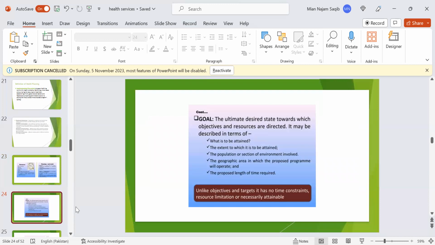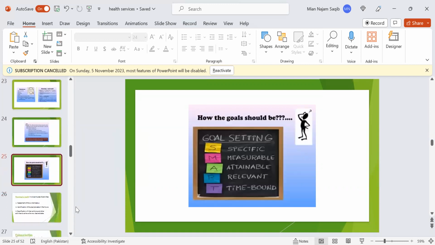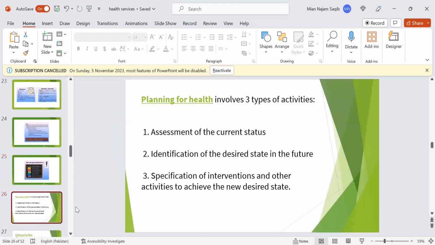Goal is the ultimate desired state towards which objectives and resources are directed. It may be described in terms of what is to be attained, the extent to which it is to be attained, the population or section of environment involved, the geographic area in which the proposed program will operate, and the proposed length of time required. Unlike objectives or targets, it has no time constraints or resource limitation and is not necessarily attainable. Goal setting should be specific, measurable, attainable, relevant, and time bound.